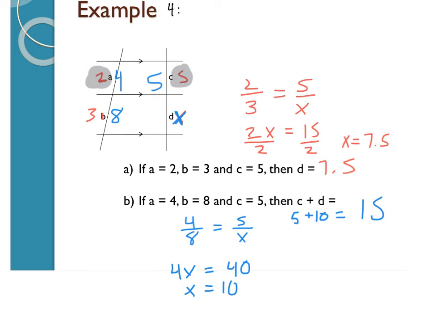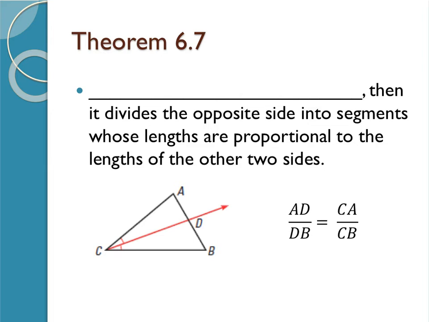All right, our last theorem that we're learning today. If a line bisects the triangle, then it divides the opposite sides into segments whose lengths are proportional to the lengths of the other two sides. So if a line bisects the triangle, then it divides the opposite side into segments whose lengths are proportional to the lengths of the other two sides.